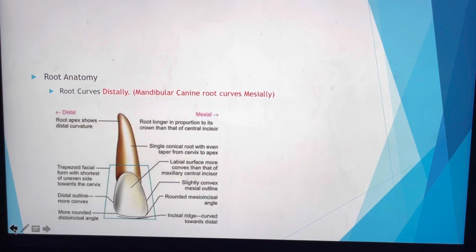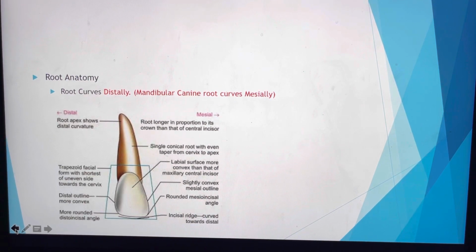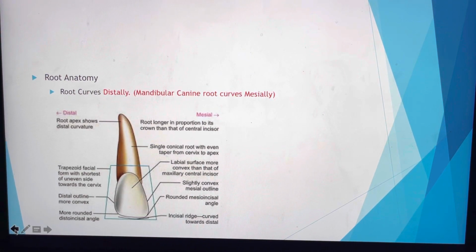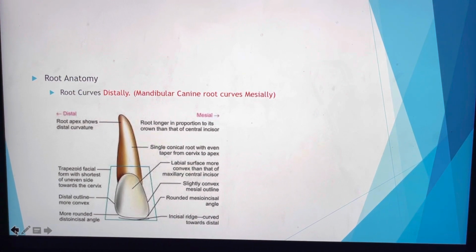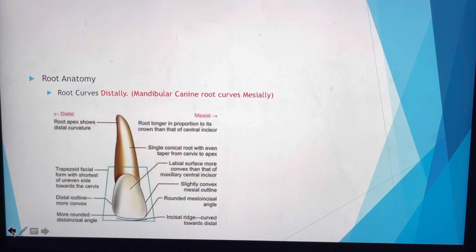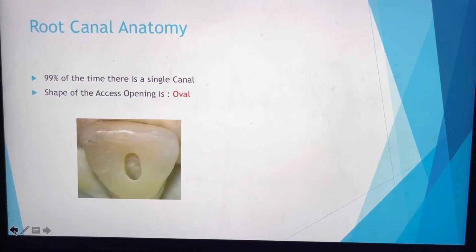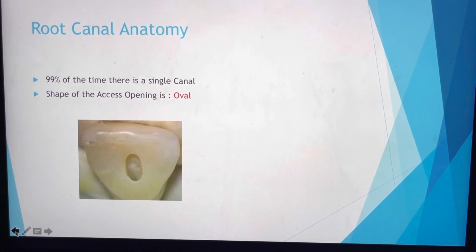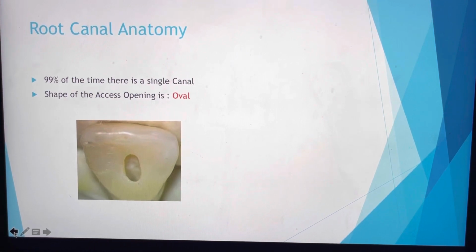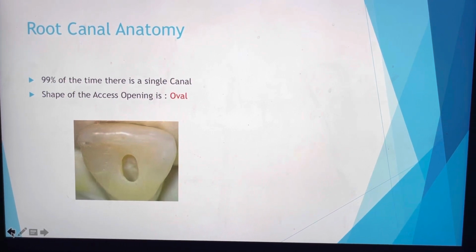The other thing is that it has a longer root in proportion to the crown as compared to the central incisor. It's very conical in shape. It's easy to remove. These are similar features to that of the maxillary central incisor. Now let's talk about the root canal anatomy. 99% of the time, usually you'll find a single root canal. The shape of the access opening is ovoid, as you can see in the picture below.